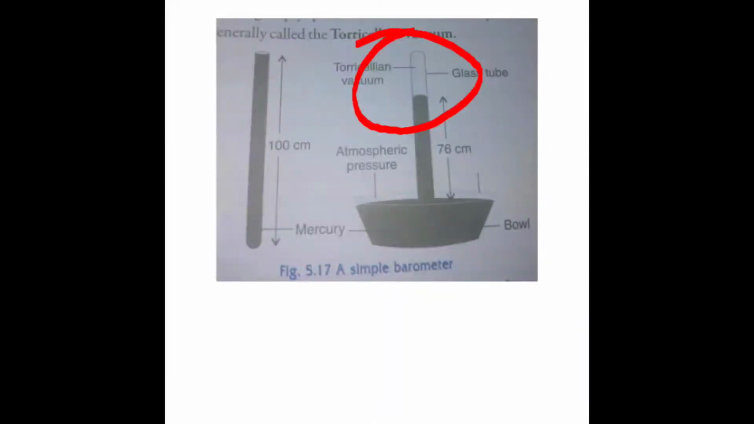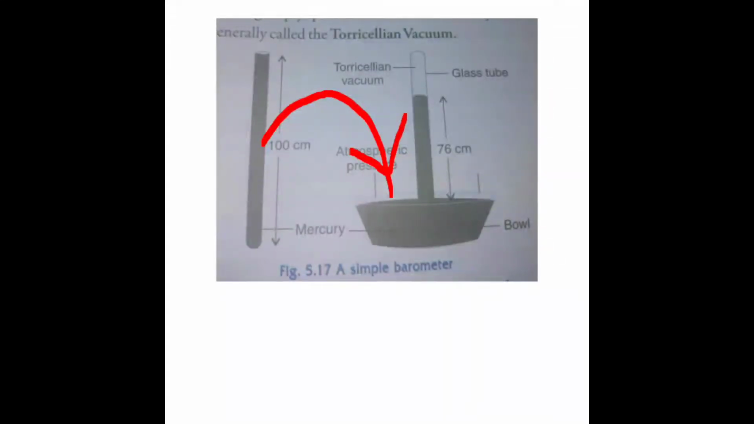Right, now how does this simple barometer work? When it is at ground level, it shows 76 centimeter, but when it is placed in a place where atmospheric pressure is more, pressure will be exerted on the trough. Due to that pressure, the liquid will rise up in the test tube, that means the height will increase. So when this height increases, we can say the atmospheric pressure is more outside.